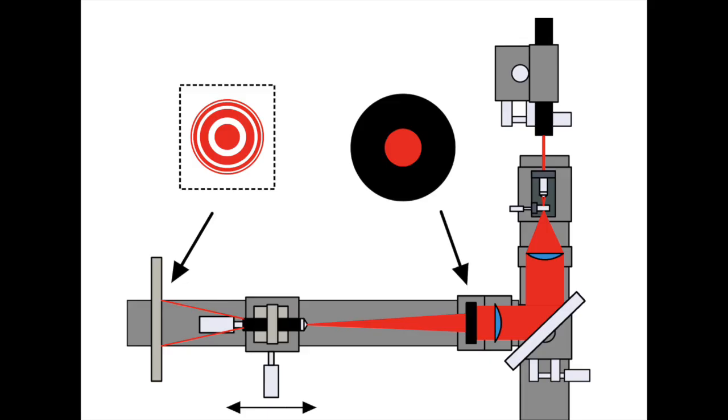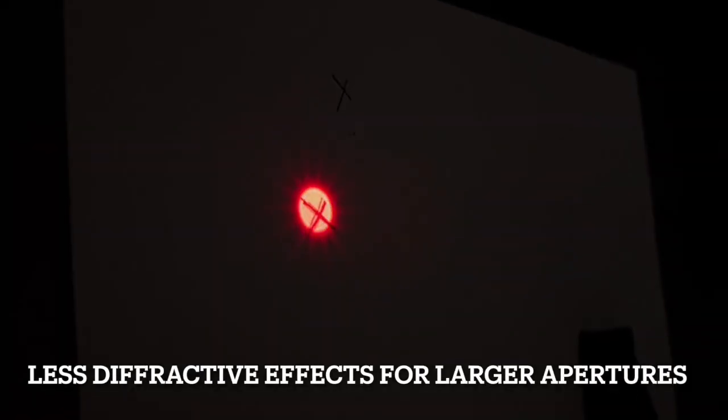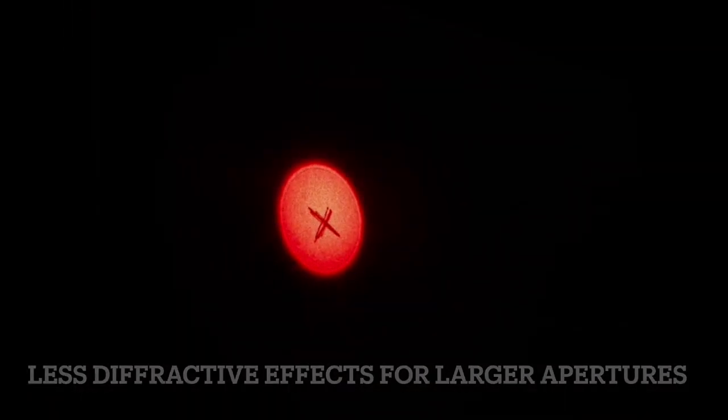For a focus source, we're interested in measuring the defocus range of the system for plus or minus 1 wave. Therefore, a 1 meter focal length lens is placed in front of the aperture. The defocus range is found by taking the difference between NF equals 2 regions as seen here. We then vary the iris size and observe how this range varies with aperture.